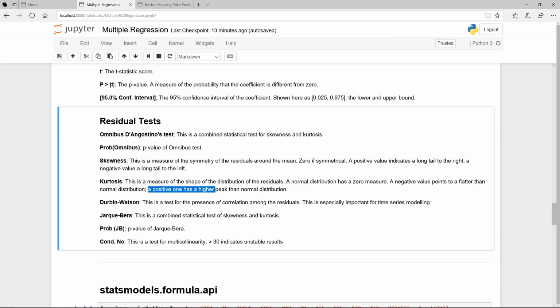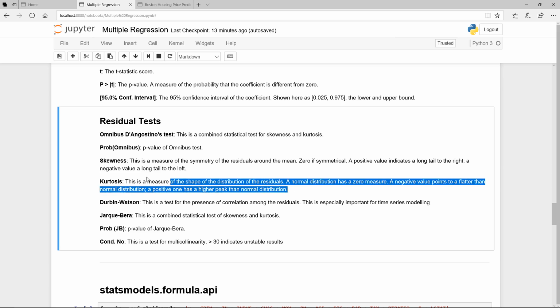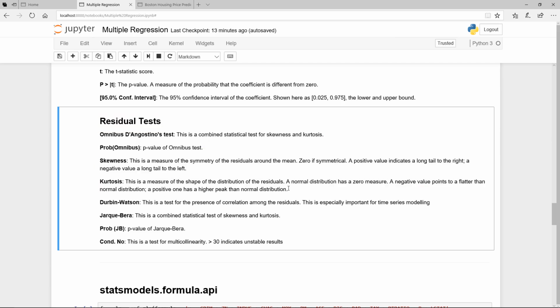If you have a positive one, meaning it has a high peak and also extreme tail. So those are the two things that you pay attention to, and both indicate some problem with your models.